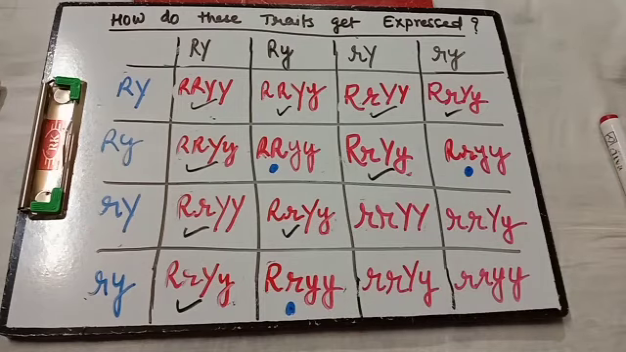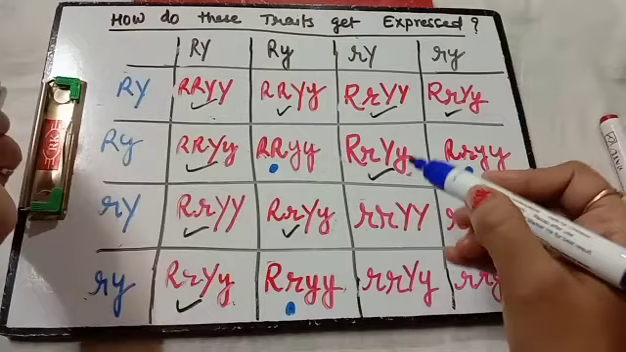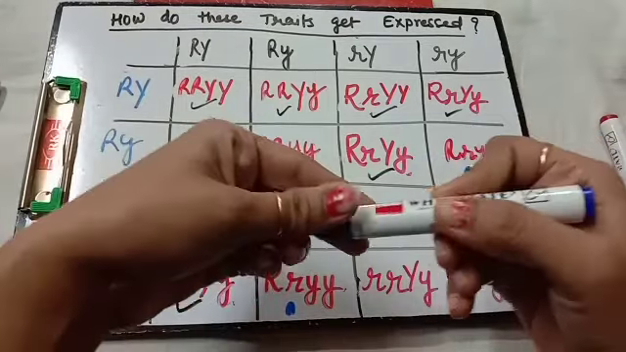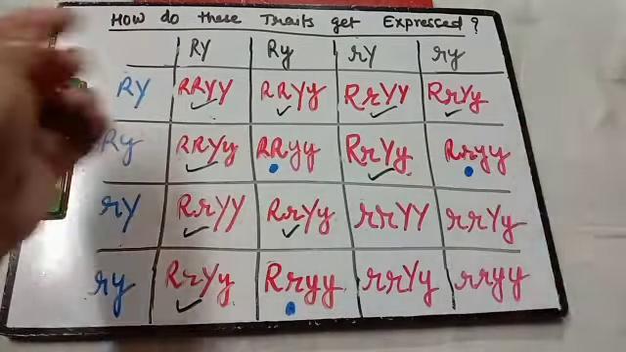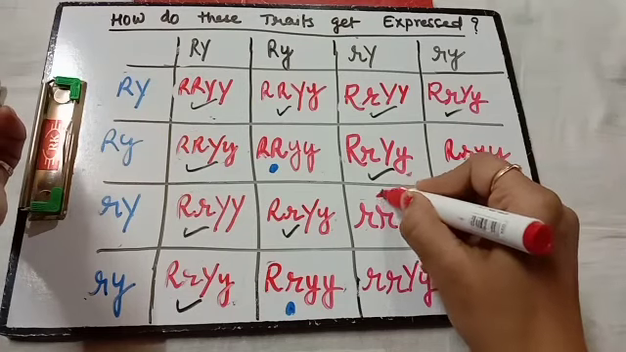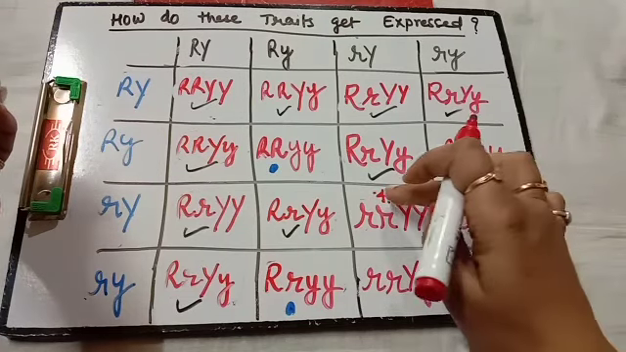Now next we go for wrinkled and yellow. Okay, अब दोनों wrinkled ले लेते हैं. Wrinkled means both should be small r. Both should be small r. Wrinkled and the another one should be capital Y. So one is this. Wrinkled and yellow.